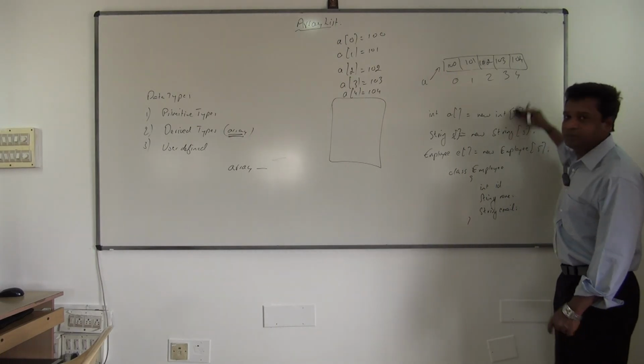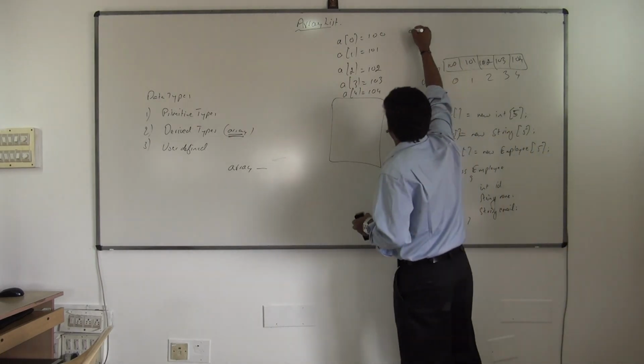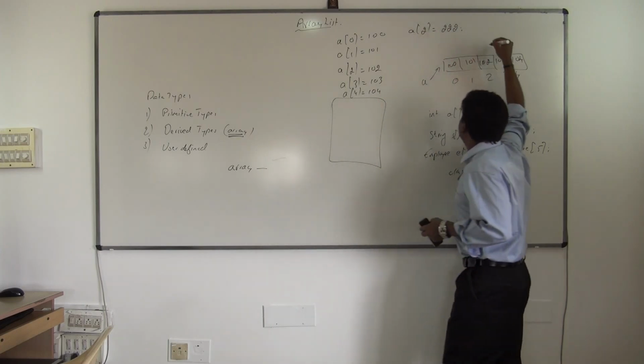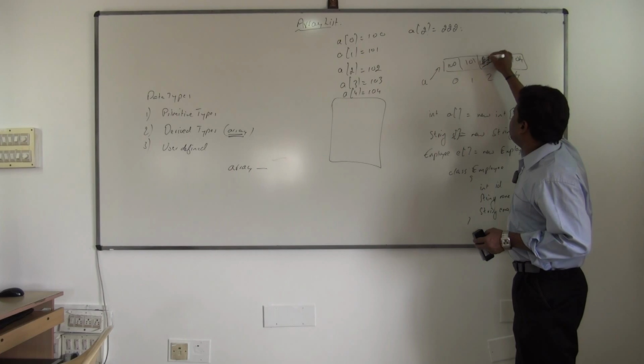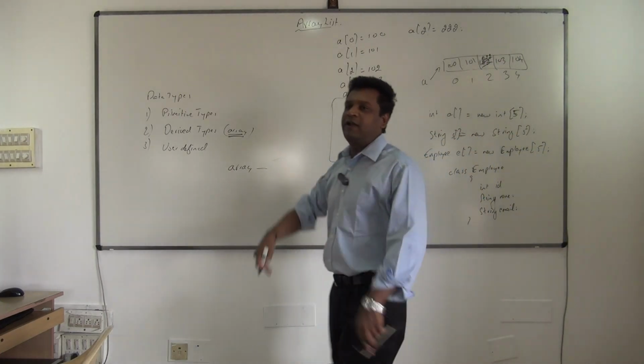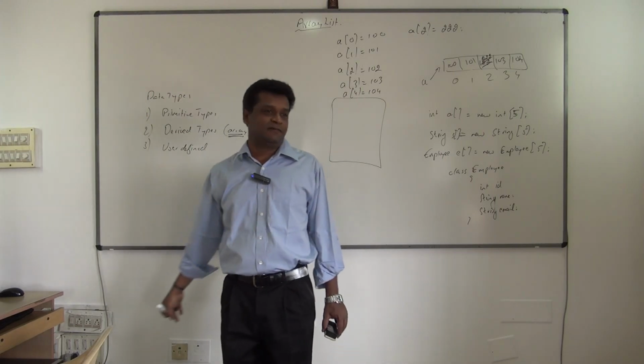It will not grow. But let me try to do it. See here, a of 2 is equal to 222, one more value in the second index. This overwrites. I am not interested in overwriting. I want one more value to be added at the specified index now.